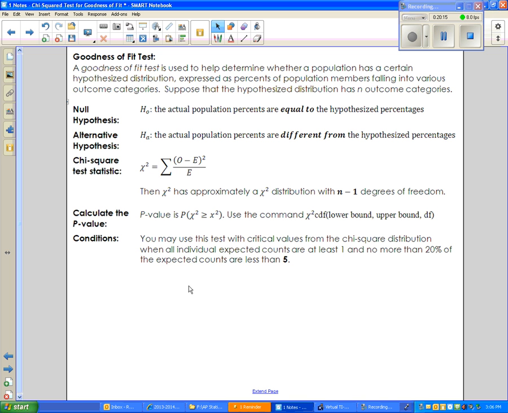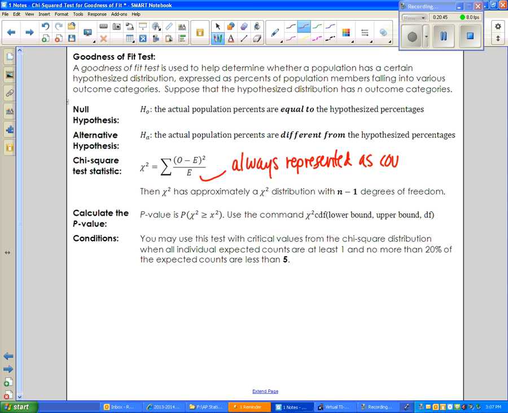But the test of goodness of fit, again, we start off with the null hypothesis. That is basically the actual population percents are equal to the hypothesized percents. The alternative would just be that they're different. So you always have to write out in words what the null and the alternative hypothesis represent. Our chi-squared value is simply equal to the sum of the observed values minus the expected values squared and then divided by the expected values. These numbers are always represented as counts. So even though you're going to be given some percentages, you always want to take the percentage and multiply by your sample size to get a count. So you'll have an observed count and an expected count, and so we're always looking at the counts.